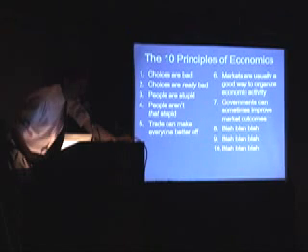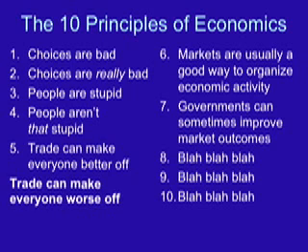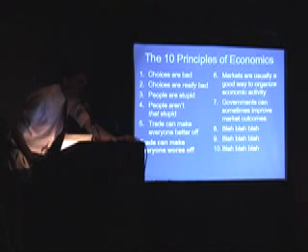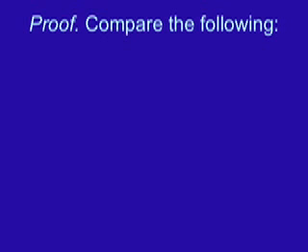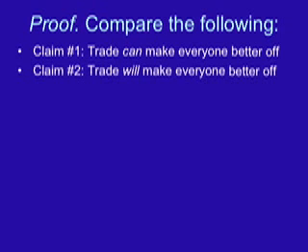Great, so simplifying again, let's move on to free trade, our favorite topic. Principle 5, trade can make everyone better off. Translation, trade can make everyone worse off. I have a proof that will blow your mind of this fact. Here we go. Compare the following 2 statements. One is trade can make everyone better off. The other is trade will make everyone better off.